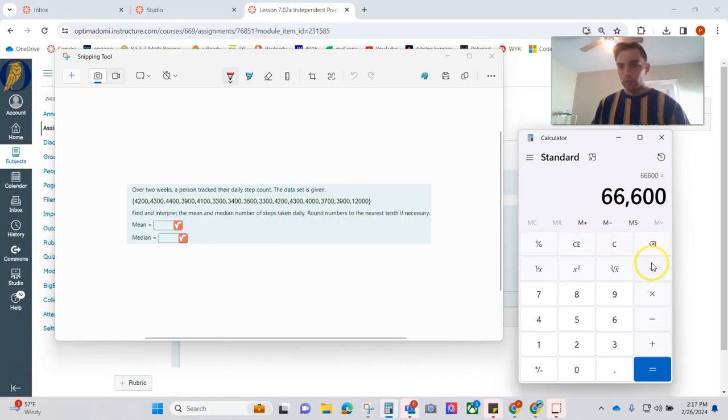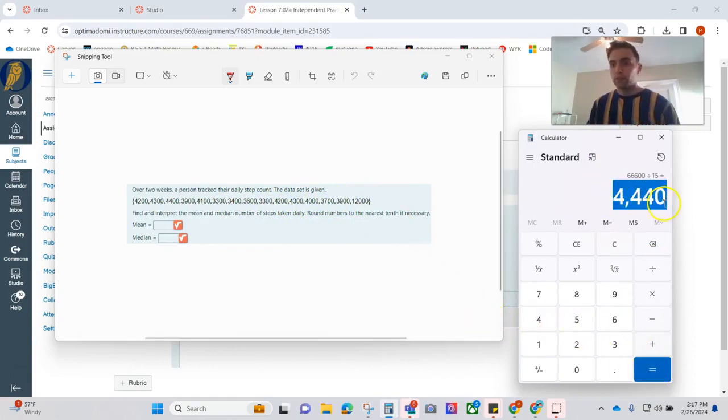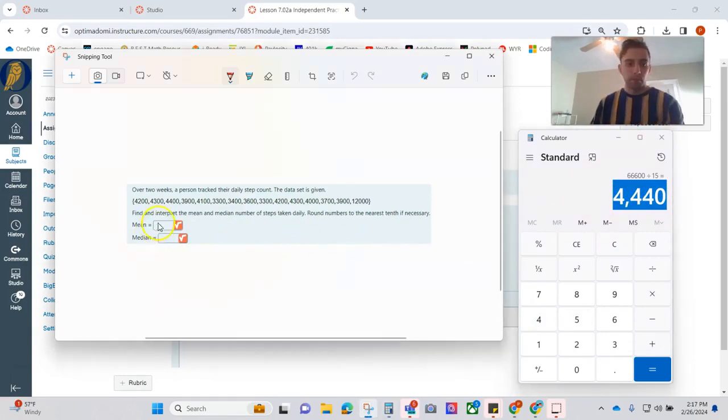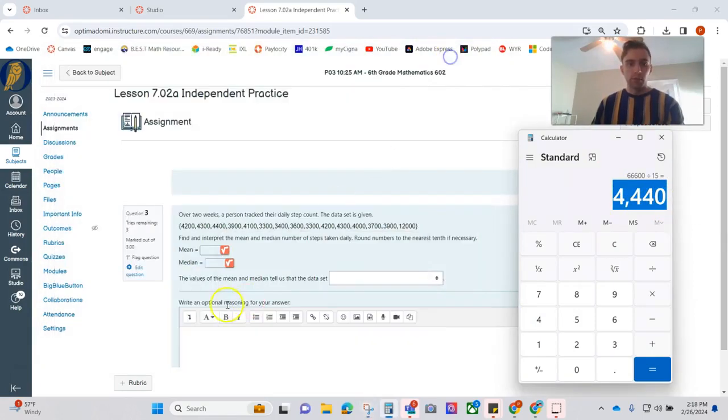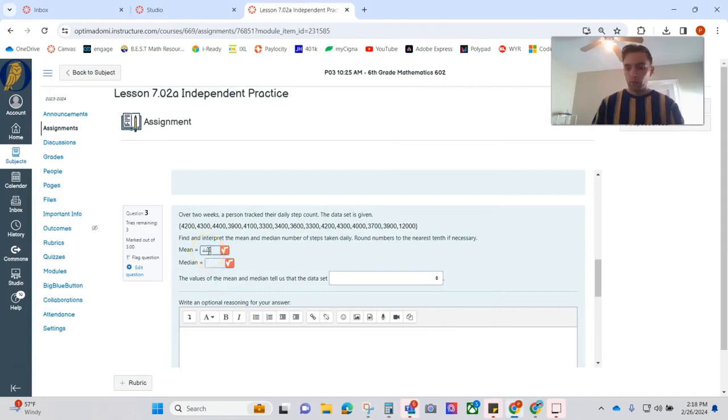I divide that by 15, because there's 15 numbers. Divide the sum by how many numbers there are. Round to the nearest tenth. That is my mean: 4,440. Let me just type that in. 4,440.